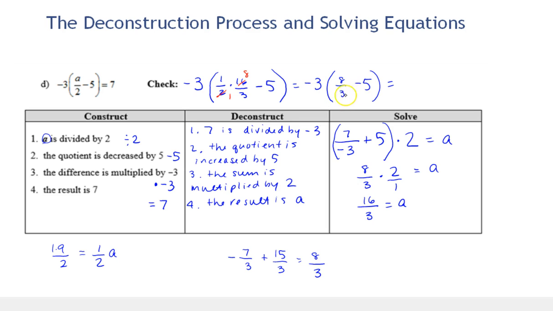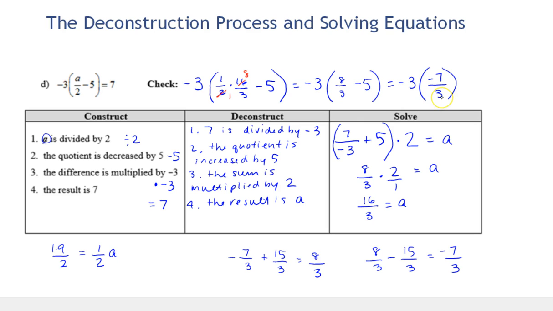Now I need to do the subtraction. So we have negative 3. Okay. This should look familiar. We're undoing this process, so the answer is actually right here, but just to double check it, 8 thirds minus, well, 5 is 15 thirds. 8 minus 15 is negative 7 thirds. So we have negative 3 times negative 7 thirds.